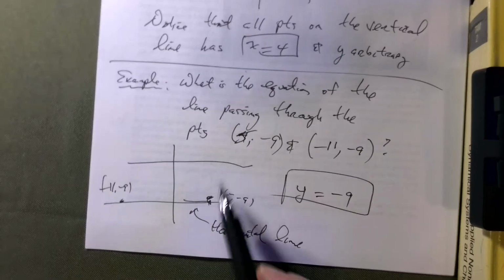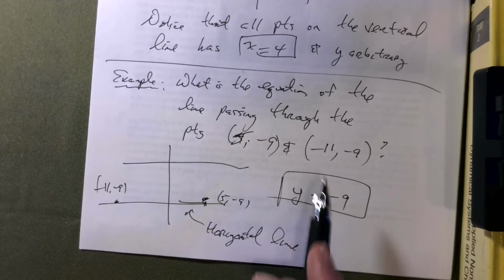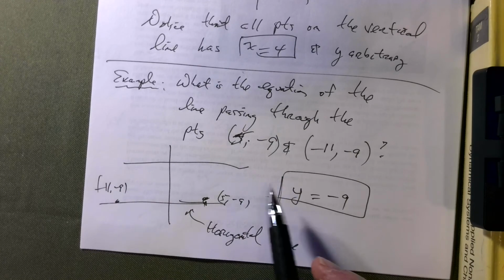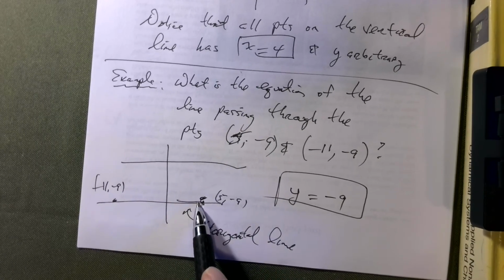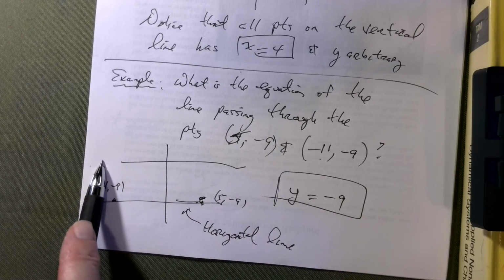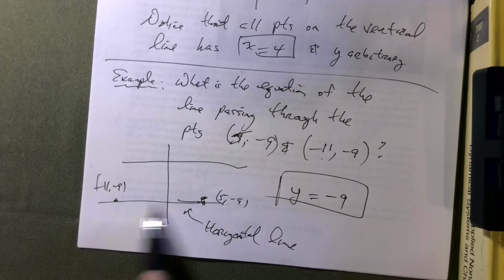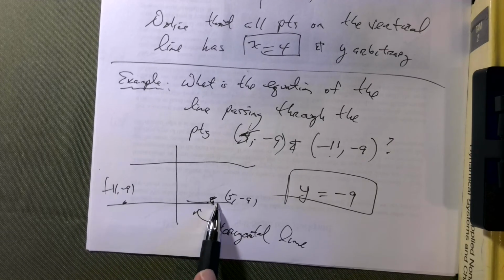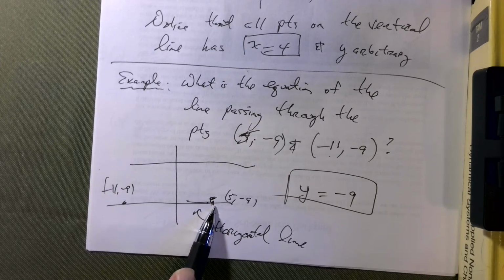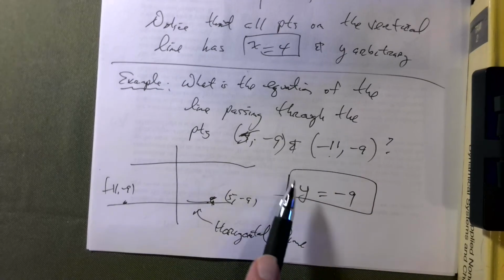I want a line passing through 5, -9. So that means you move over 5 units and go down 9. This one says move over 11 units and go down 9. And passing through these 2 points, that's a horizontal line. And we know that that slope is what? 0, correct?